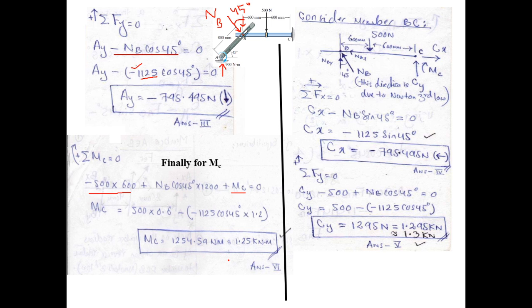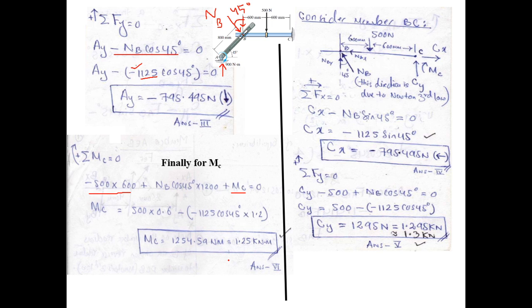So this is how you solve a frame structure. You will notice that the number of unknowns will exceed the number of equations of equilibrium if you consider the entire free body diagram of the frame, and this will make your problem statically indeterminate. You will not be able to solve it.